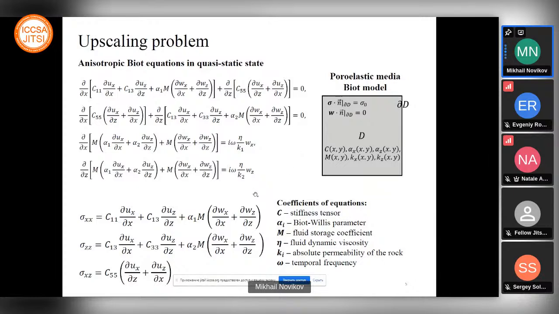And also, after we find the displacements, we can find the stress tensor, which is formulated in terms of displacements in this generalized kind of Hooke's law.